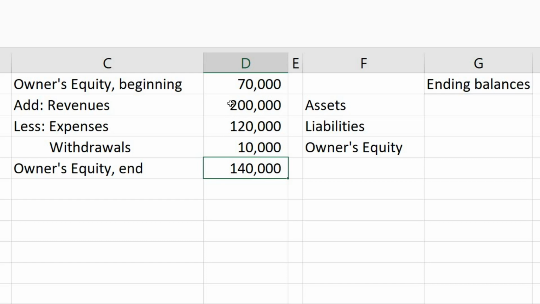So kung titingnan natin, no, yung beginning niya 70,000, meron siyang profit, no, the net of these two amounts here, 80,000, so that's 150,000. Kaso lang meron siyang withdrawal na 10,000. So kaya meron na lang tayong owner's equity na 140,000.